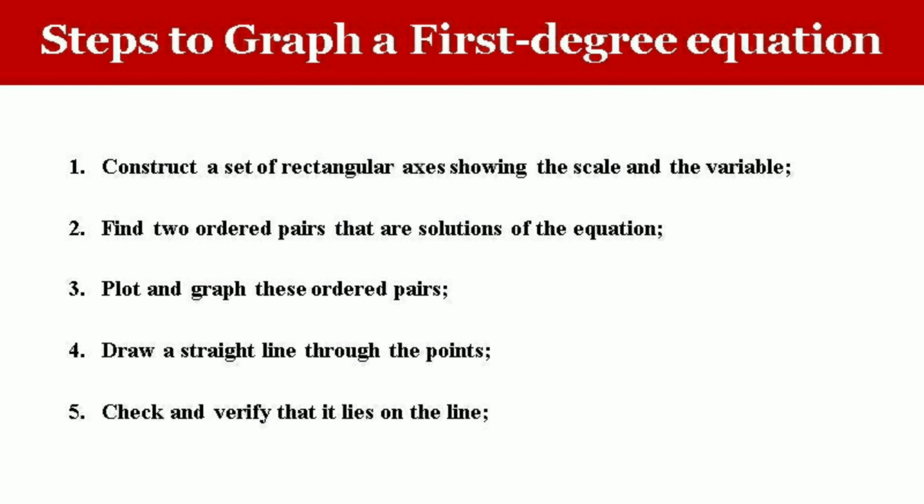Let's see the stepwise procedure to graph a first degree equation, or what we can say a linear equation. The first step is to construct a set of rectangular axes showing the scale and the variable represented by each axis, that is, coordinate axes OX and OY are ruled on a sheet of graph paper and a definite scale of measurement is selected.